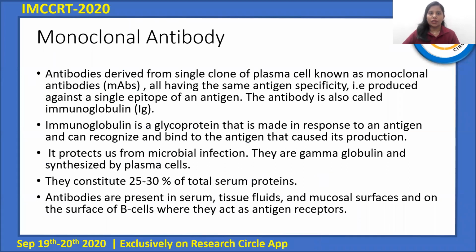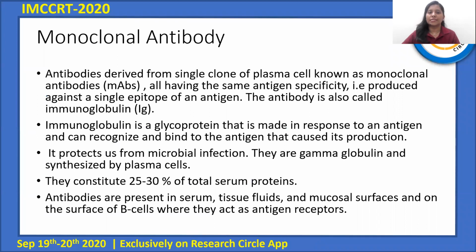So what are monoclonal antibodies? Antibodies derived from a single clone of plasma cell are known as monoclonal antibodies, all having the same antigen specificity, that is produced against a single epitope or antigen. The antibody is also called immunoglobulin.